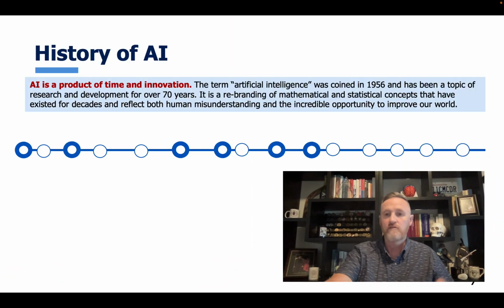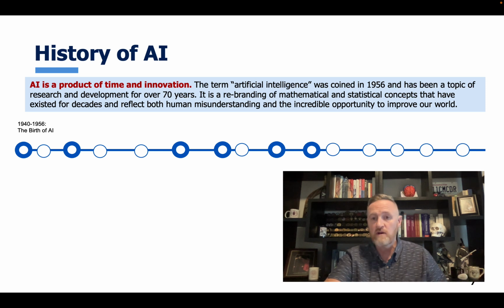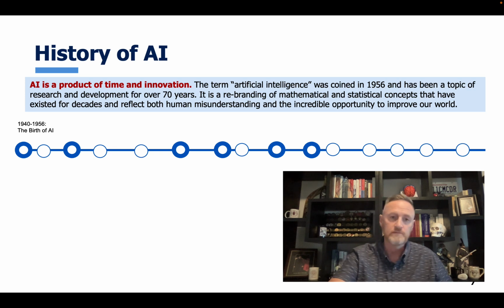I'd like to begin with a history of artificial intelligence. AI today is a product of time and innovation. And so the first term, artificial intelligence, was actually coined in 1956. And even at that time, it had been a topic of research for quite a while. So we think of coming out of World War II, the 1940s up to 1956, as the birth of artificial intelligence. A lot of it was driven by science fiction writing and advancements that we had in technology coming out of World War II.